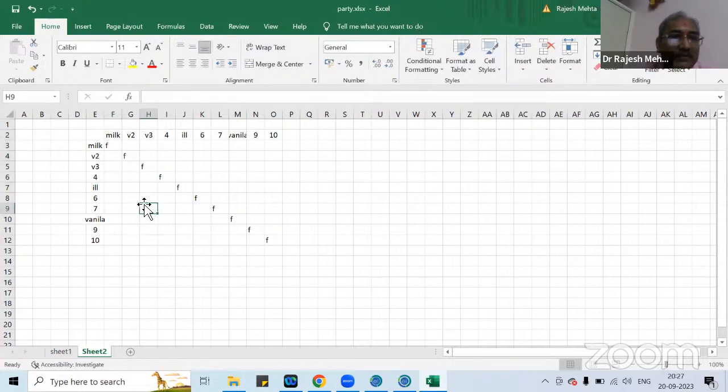So while comparing milk and V2, you say importance is 2. And then milk and illness, importance is 8. Milk and vanilla, importance is 3. Something like that. So as a hypothetical, you think these are correlating with each other. How much will people like milk and the vanilla also? What is the likelihood that there will be correlation between these two?